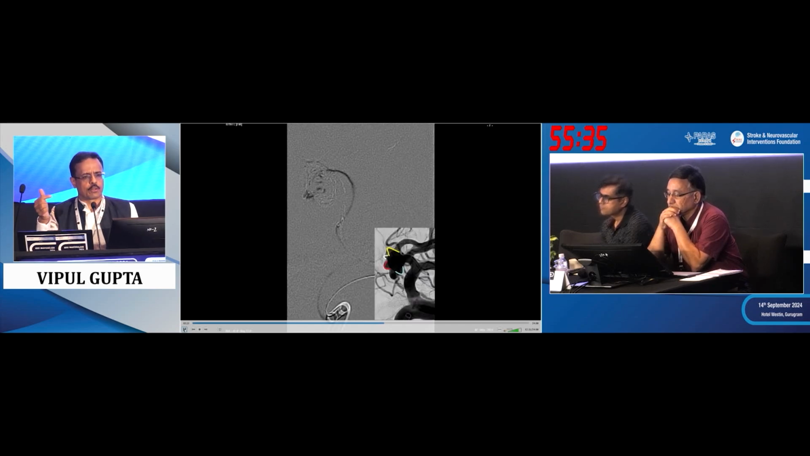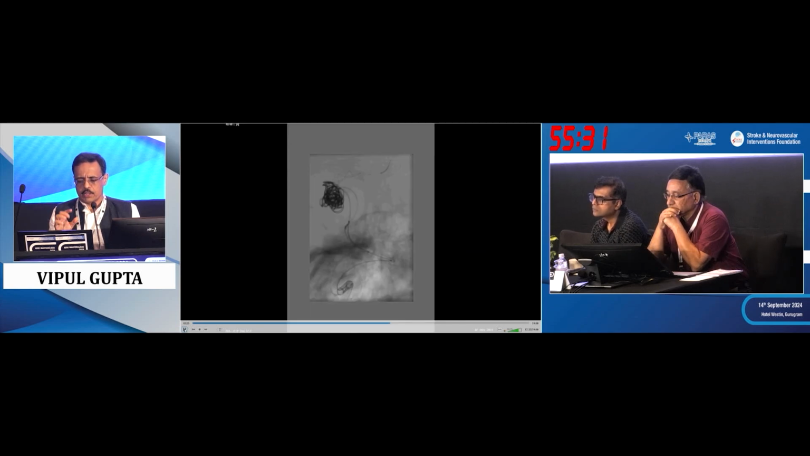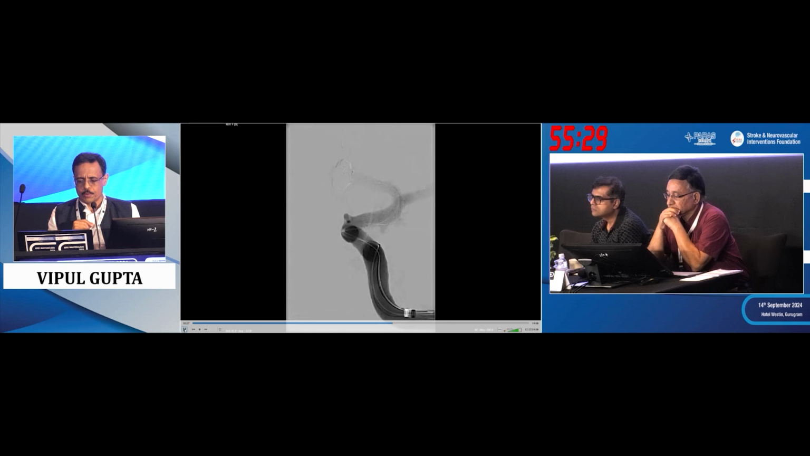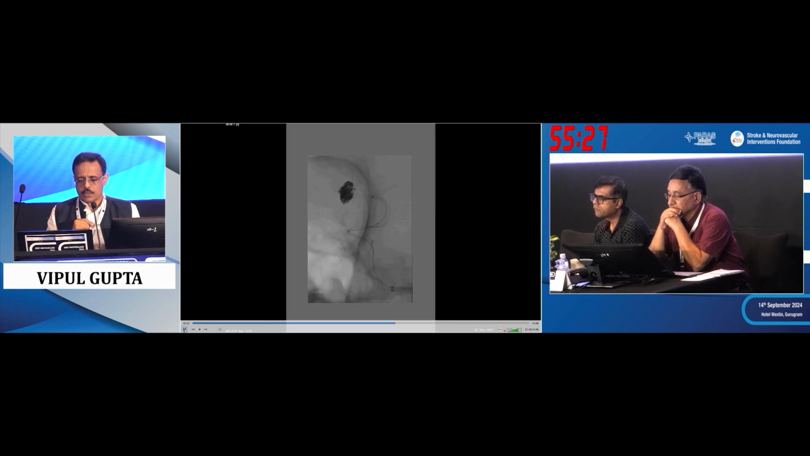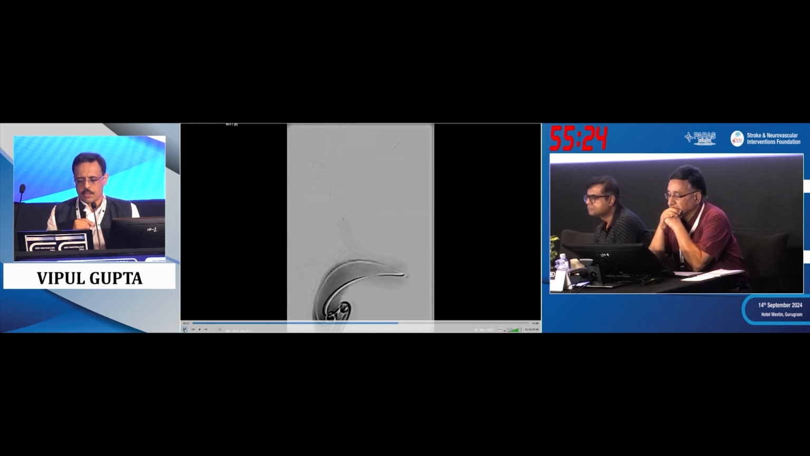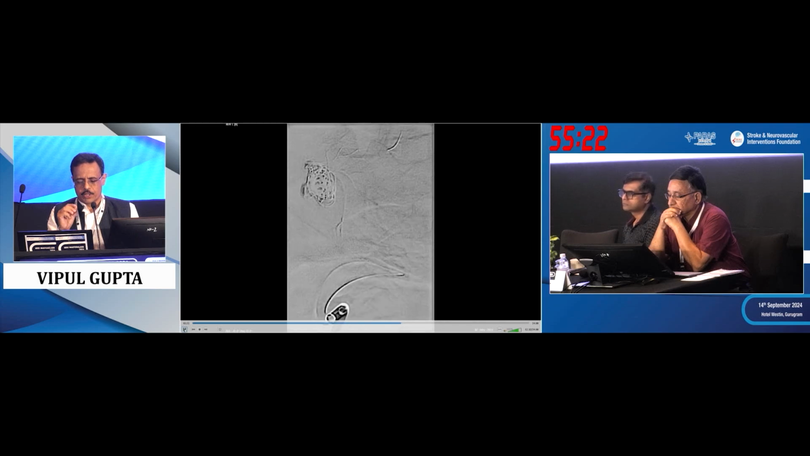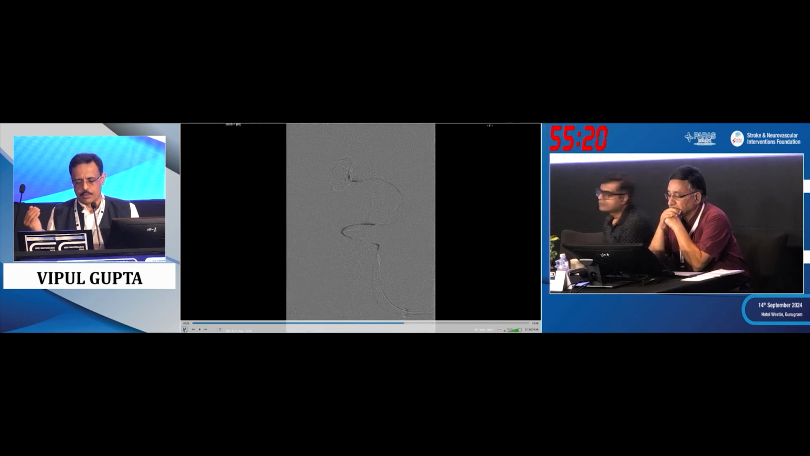Sometimes we reshape the micro, resheath, enter different parts. And we try to coil the various parts, at least some coils into these lobules for sure, before we stop. And in the other plane, we can see still there is some filling of 2 of these lobules, and then we try more coils at the base to pack it tight.